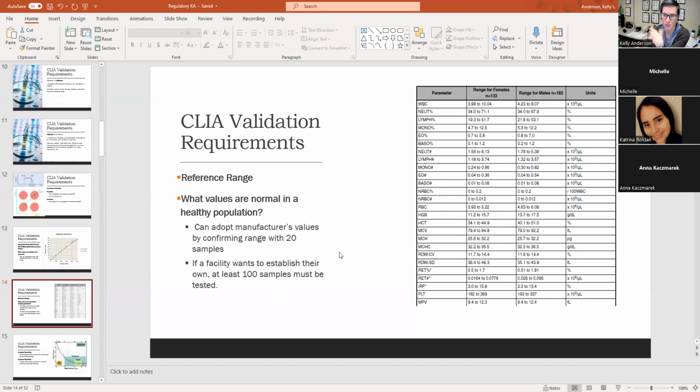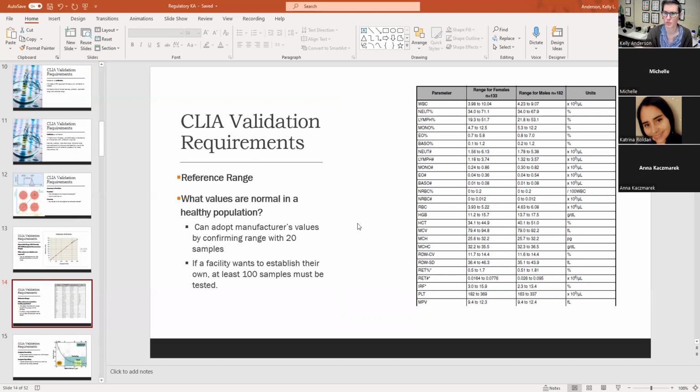The reference range, usually the company will give you a reference range that they used for all of their studies. It is not required that you repeat this. Usually you will just verify the manufacturer's reference range by running 20 samples.